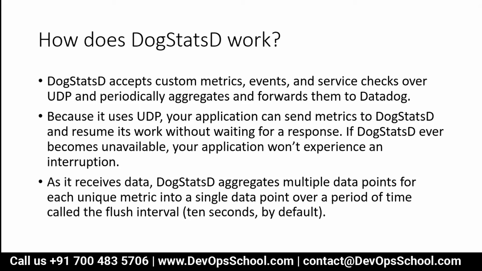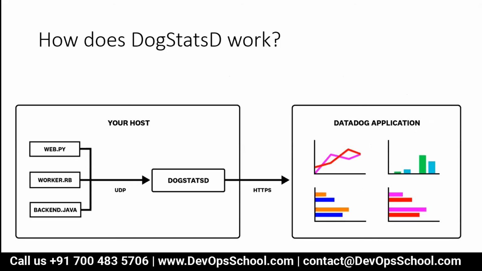As it receives data, DogStatsD aggregates multiple data points for each unique metric into a single data point over a period of time, called the flush interval, which is 10 seconds by default. So if someone asks how often the agent flushes that data to Datadog: every 10 seconds, that's the default. Again, this behavior you can change in the configuration file.